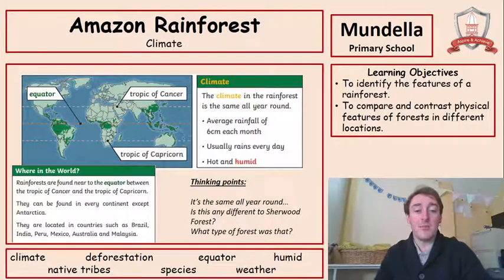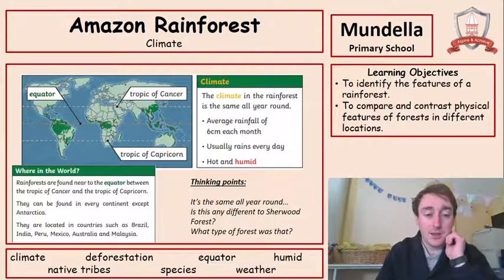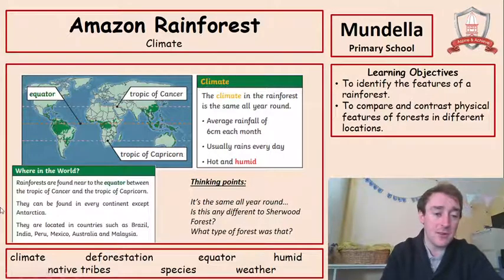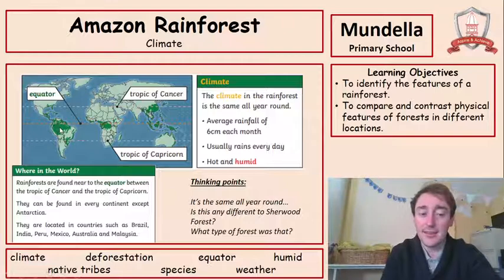Let's have a look at the climate too. So there's an average rainfall of 6 centimetres each month, and it usually rains every day in a rainforest, of course. But yeah, of course, it's going to be a lot hotter there as well because it's right near the equator in the centre of the Earth as well.